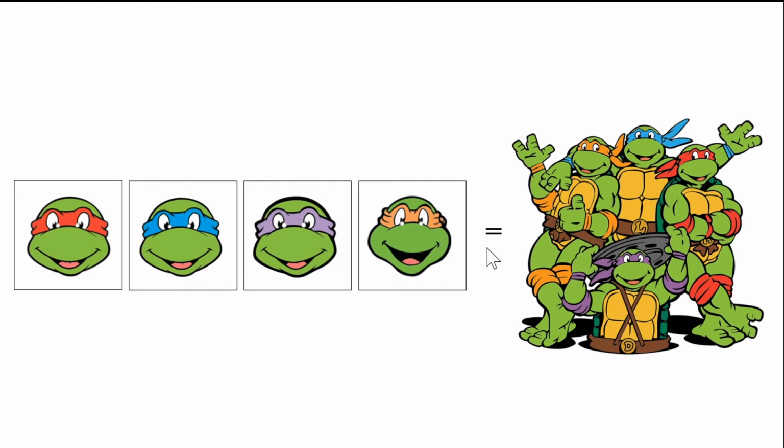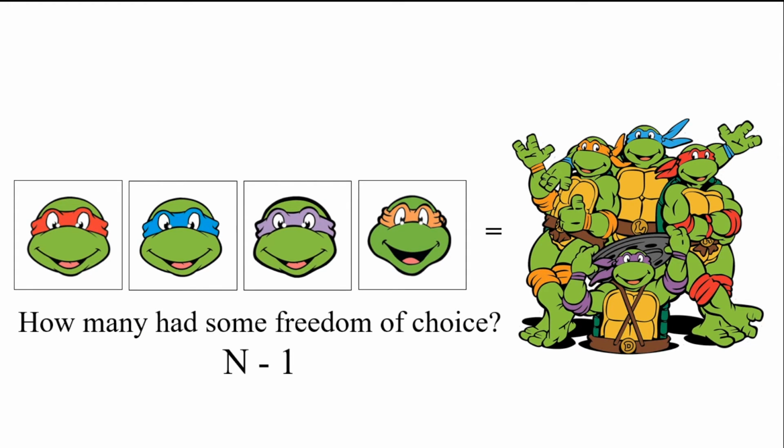Right? In other words, they lost some freedom. They lost freedom of choice. How many individuals lost the ability to choose? Well, 1 less than the number of people we have, or n minus 1. 3 of the 4 got to choose. The last one, right, didn't.